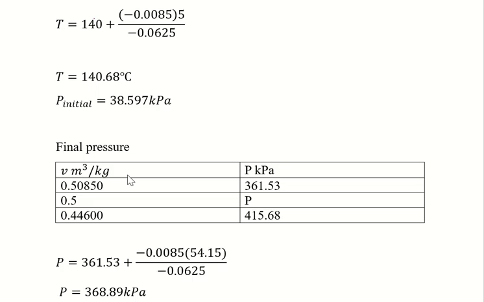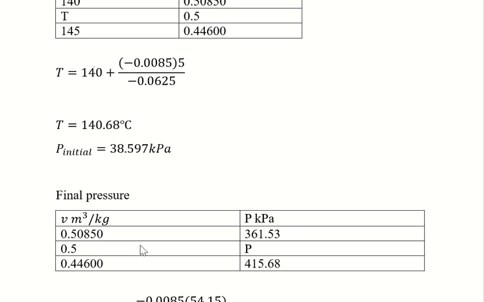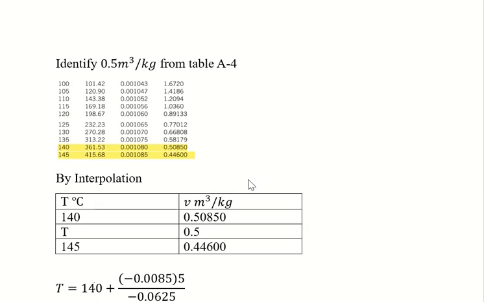So you extract the data that we did in the first place and it will appear like this. And once you do your calculations, your pressure is going to be 368.89 kilopascals. Well, this makes sense, just like I already told you right here. For the final state, we must expect higher temperature and pressure. Well, it makes sense, right?